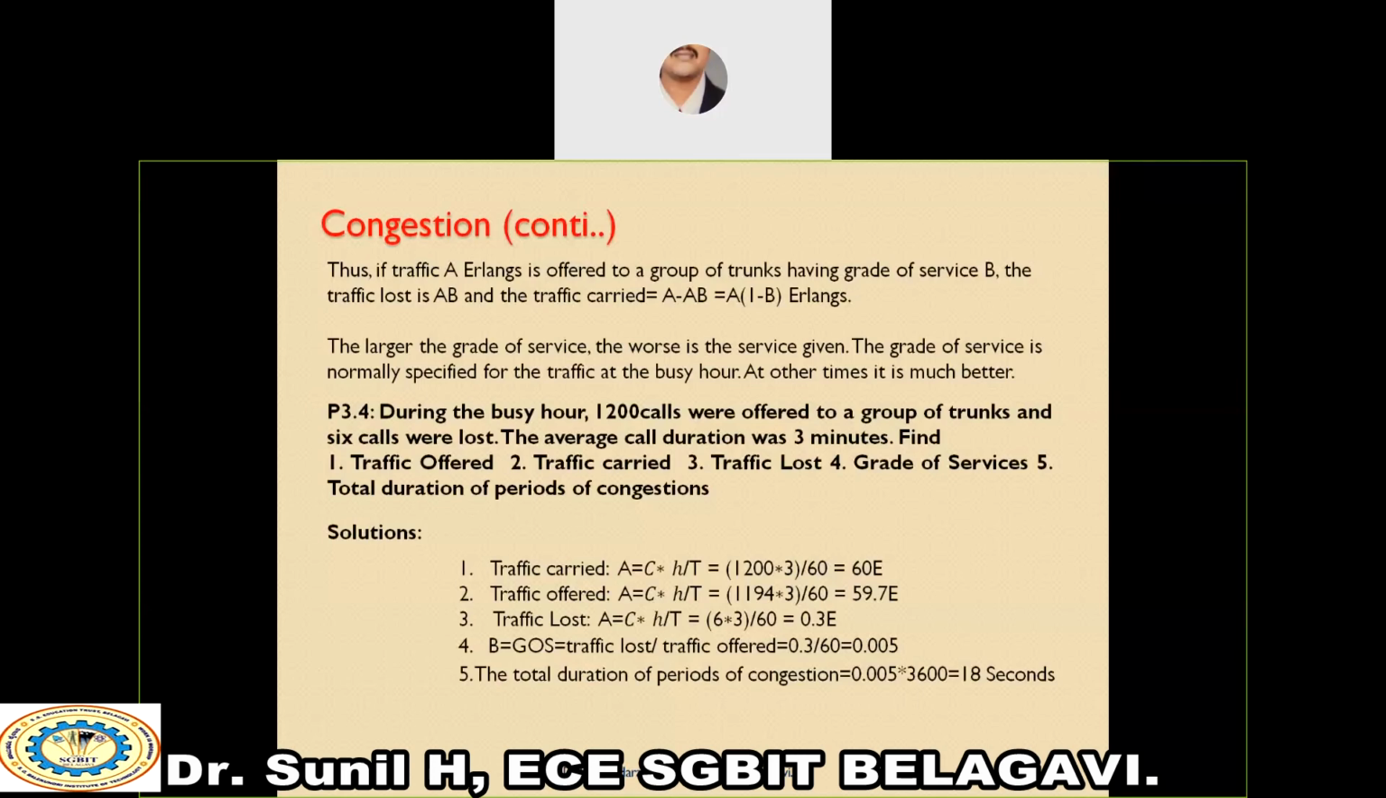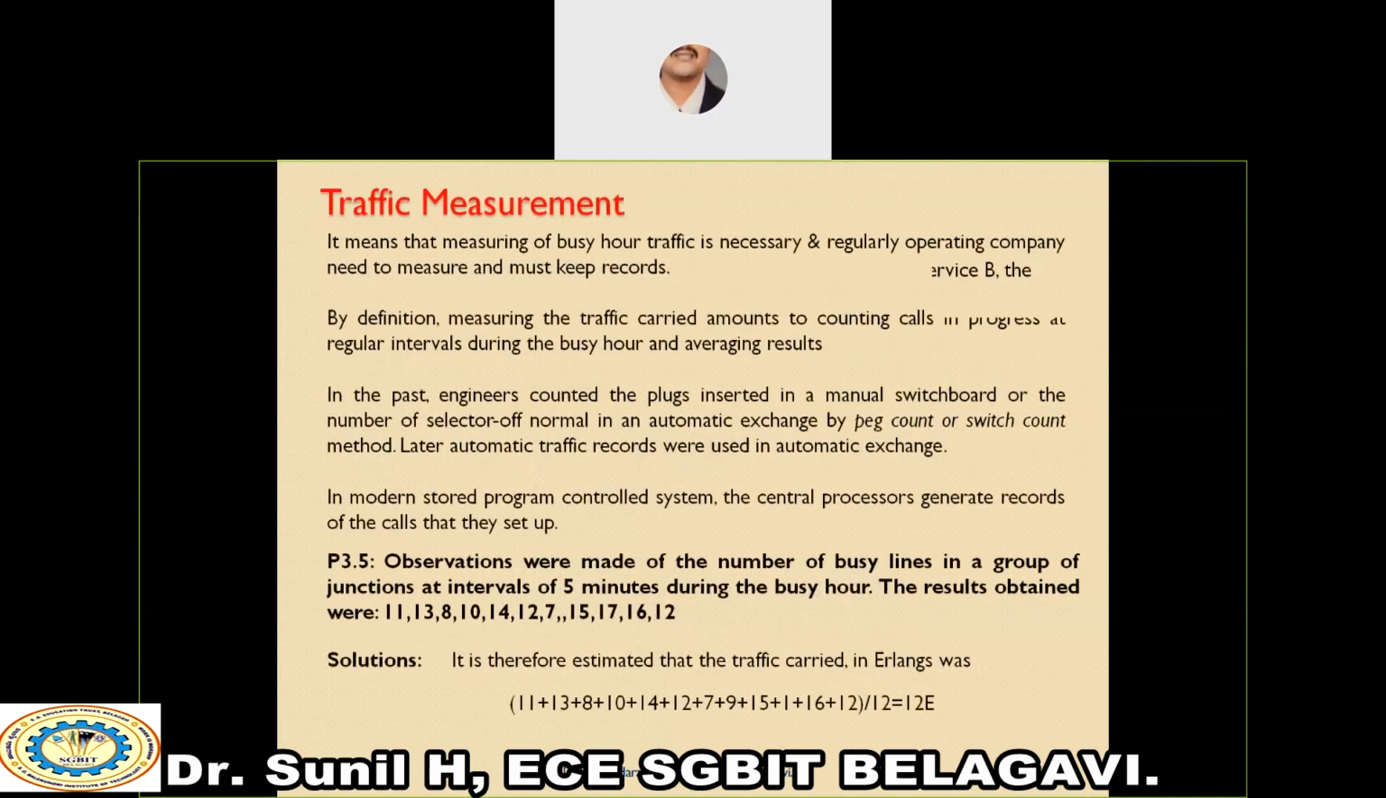Now, for the last case, if I want to find out total duration of periods of congestion, how can it be calculated? B into the total time in terms of seconds. That total time in terms of seconds is 3600. That is 0.005 into 3600. That is equal to how much? 18 seconds. Now they have expressed this in terms of seconds instead of minutes. That will be 18 seconds.